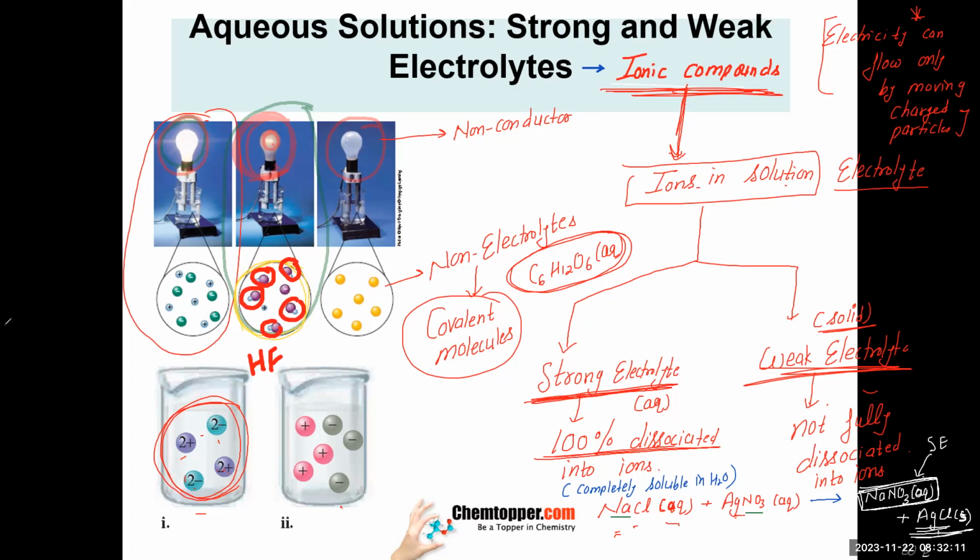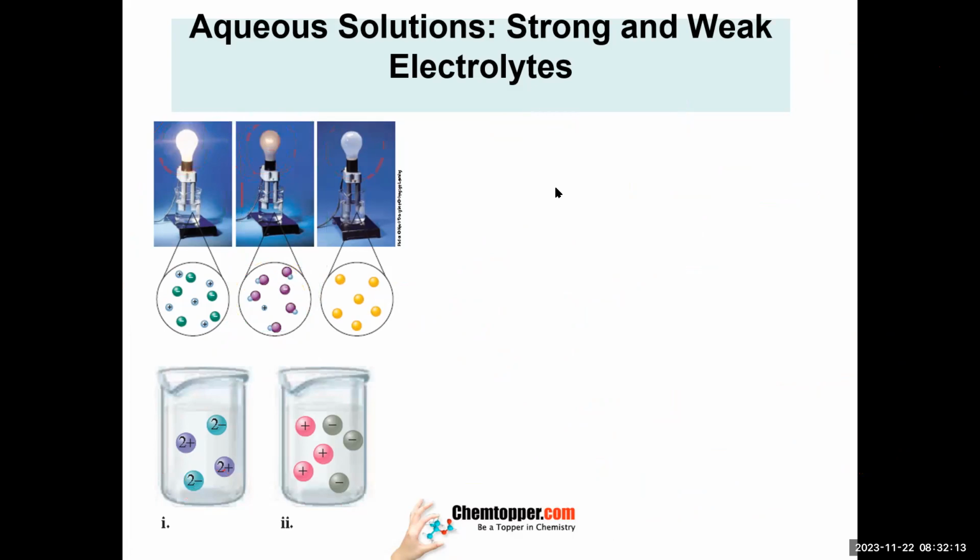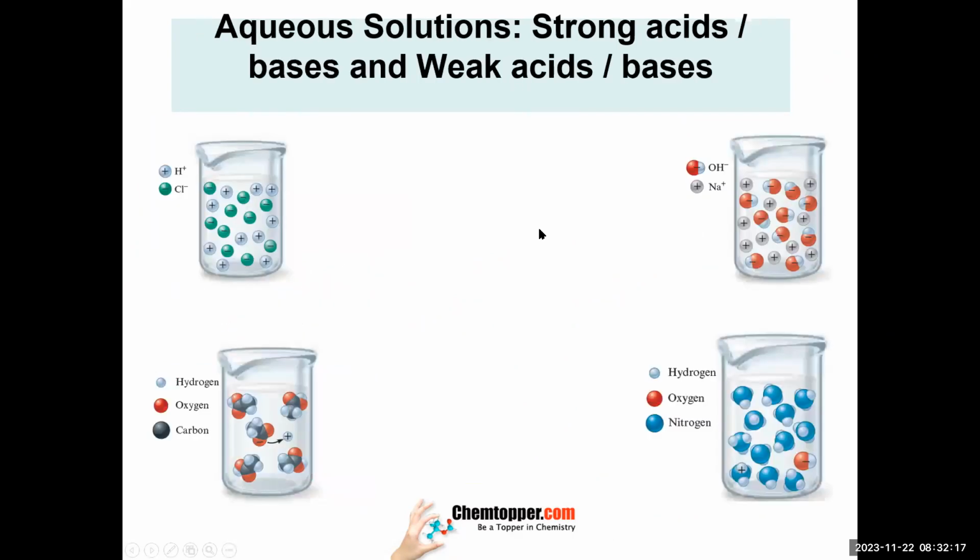Okay. So that's the meaning of strong electrolytes and weak electrolytes for ionic solids, ionic compounds. Only ionic compounds are electrolytes. The word electrolyte is used with ionic compounds. Acids and bases are also there, but that's a different story. Right now, I'm going to discuss that only.